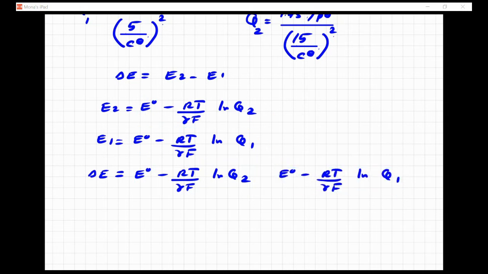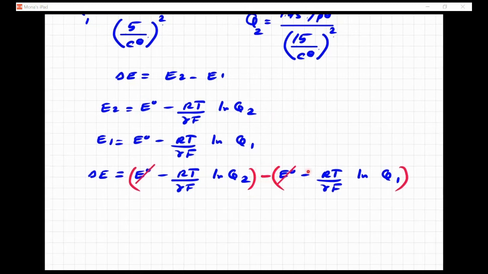Now I will be putting the signs. This is E2 minus E1. You can see that I can cancel the E standard. Because I have minus here, it will be plus, so this term is going to be positive, and this term would remain as is, with the sign remaining negative. So this is going to be equal to delta E.